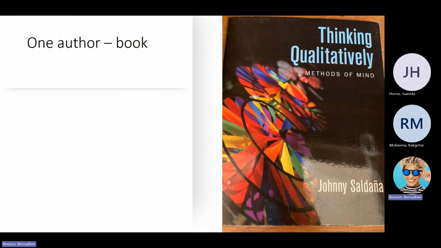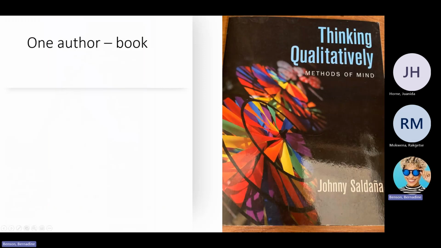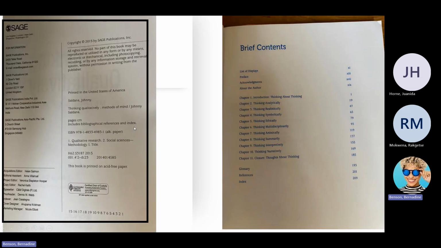So if I want to enter this into a reference list, I will have Saldana, comma, space, J, full stop, space, and then I will have 2015, full stop, space, and then I will write the title, Thinking Qualitatively, colon, space, Methods of Mind, full stop, and then I will have a space. And now we look at place of publication and publisher.